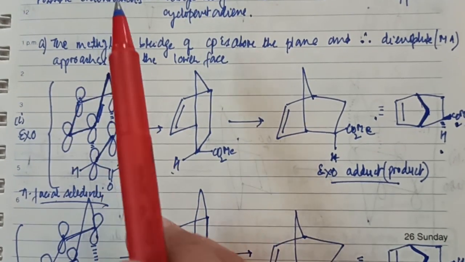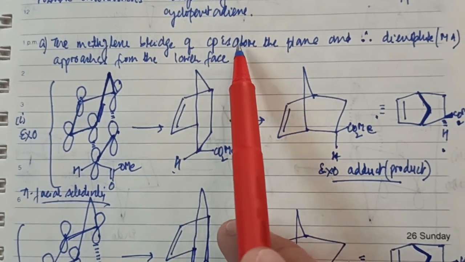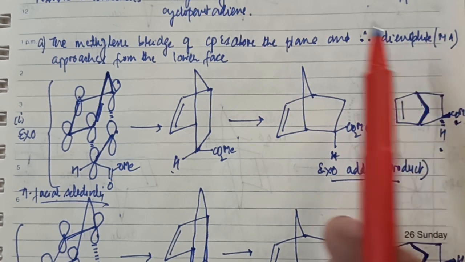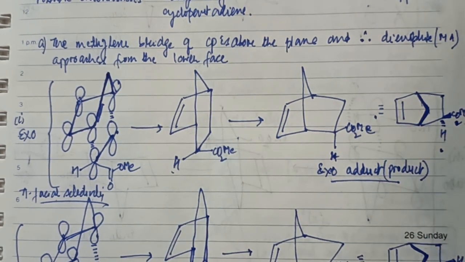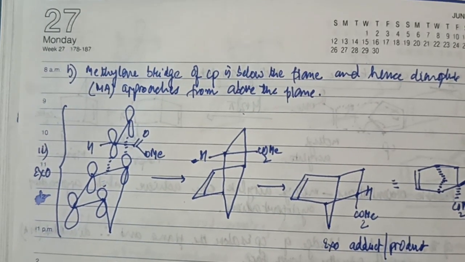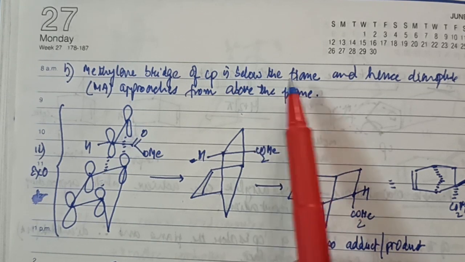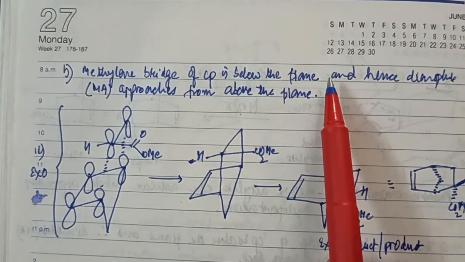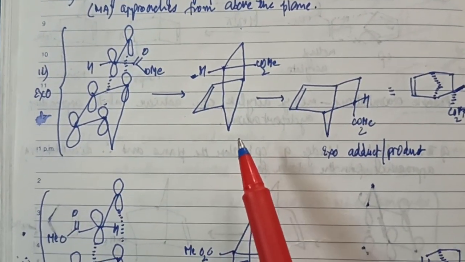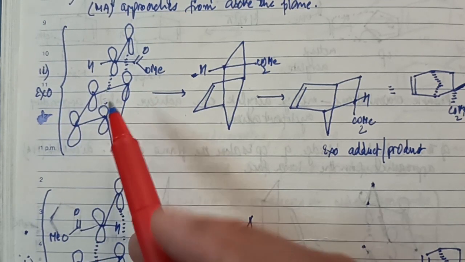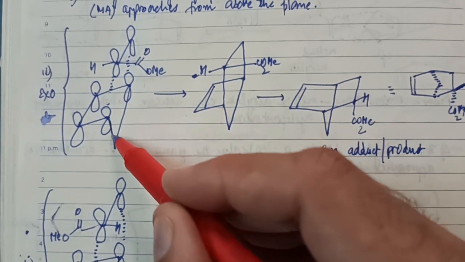This was the first case where we assumed that the methylene bridge of the cyclopentadiene is above the plane, which leaves the dienophile with the only option to approach from the lower face. We'll talk about the second possibility, in which the methylene bridge of the cyclopentadiene is below the plane, and hence the dienophile, or methyl acrylate, approaches from above the plane, like what we are showing here. See this? The 4 carbon atoms of the cyclopentadiene, which were sp2 hybridized and doubly bonded; this is the methylene flap, which is now shown below the plane.